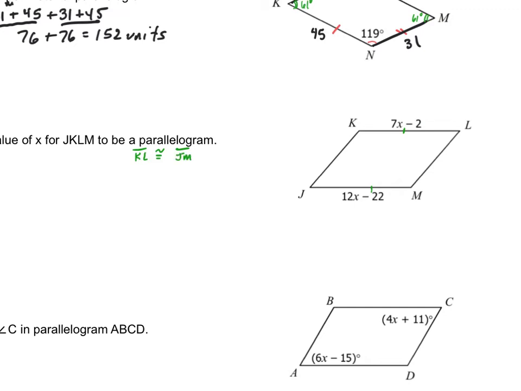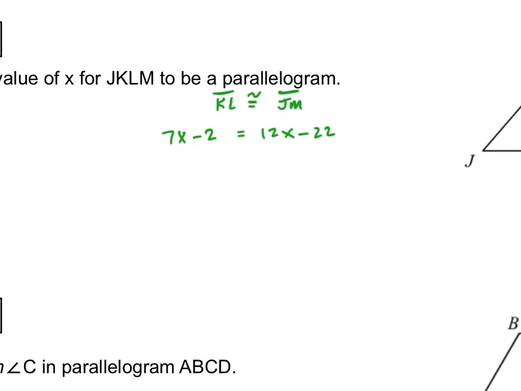So we can simply do some substitution, and we know that KL is 7x minus 2. And if that is equal to 12x minus 22, that would prove that we have a parallelogram. So what would the value of x be to make those two things equal? All we have to do is combine like terms now and simplify.